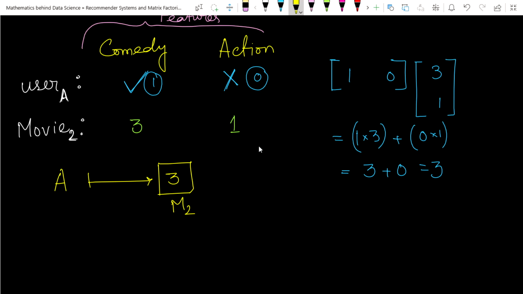So I think you got the idea of how the dot product comes into this purpose, to predict this rating.